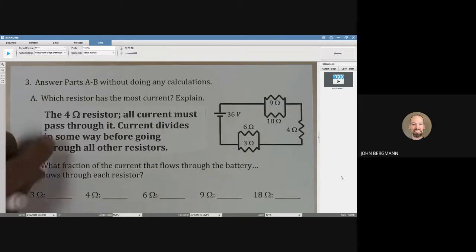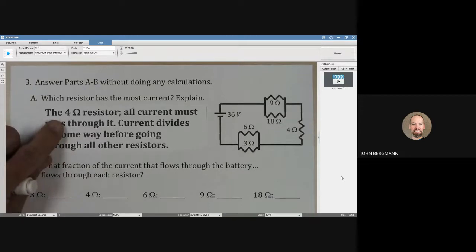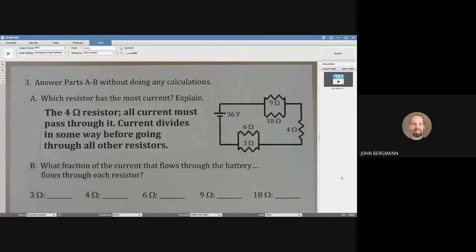We can do this without a calculator, and we know that because all of the current that's flowing in this circuit has to go through this 4 ohm resistor. In each other case, the current splits. Part of it goes one way, part of it goes the other. Then it comes back together. Clearly, the current must be the greatest in this 4 ohm resistor.